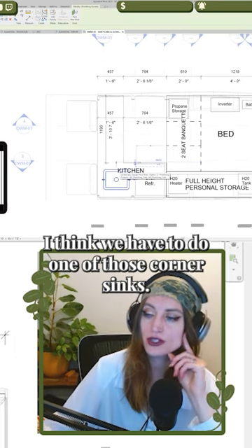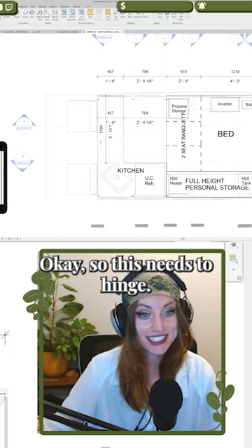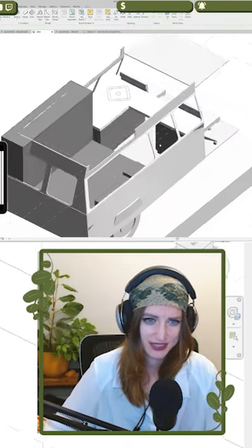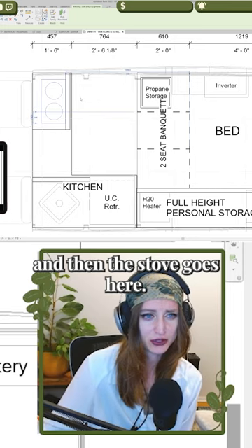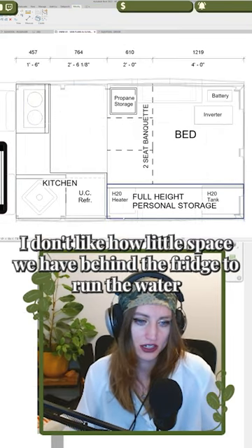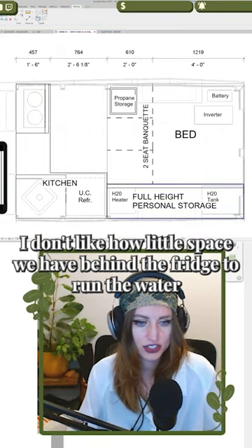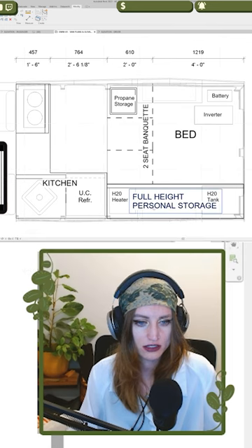Okay, I think we have to do one of those corner sinks. Okay, so this needs to hinge. That's weird. It's weird. Okay, and then the stove goes here. I don't like how little space we have behind the fridge to run the water hookups.